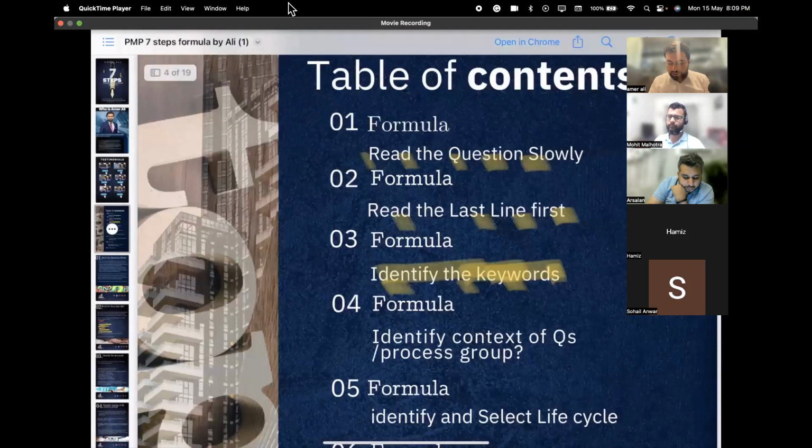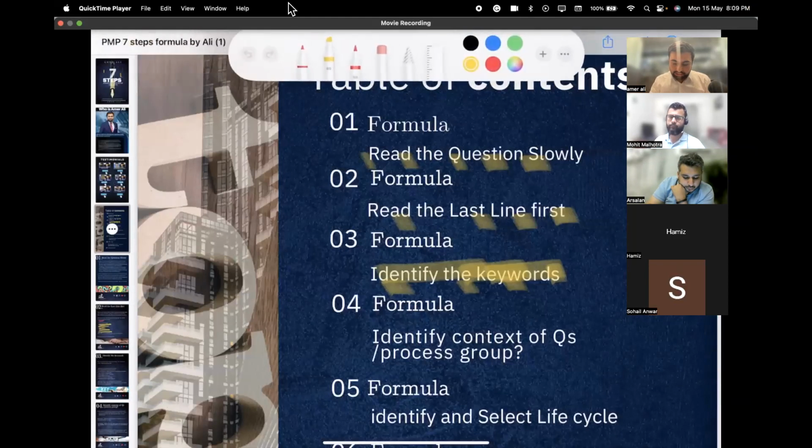Step number 1 that I recommend is that you read the question slowly. Now, why do I recommend to read the question super slow?